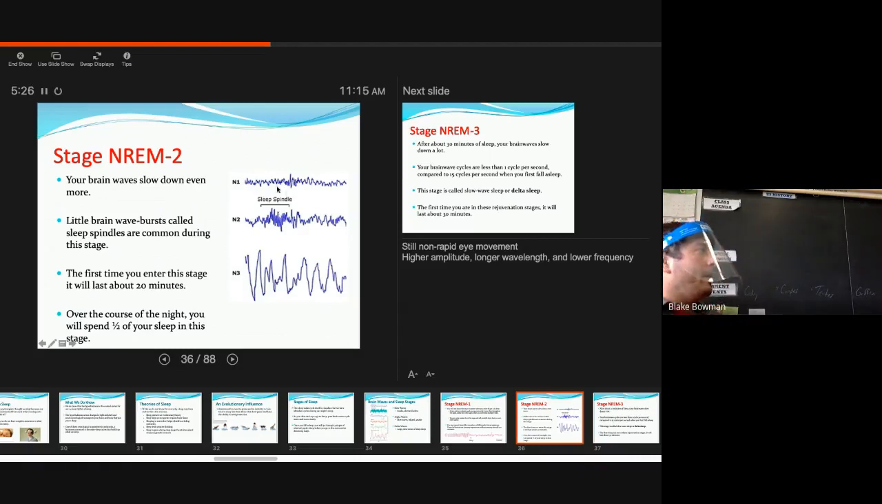Here is a comparison of NREM1, NREM2, and NREM3, and how the sleep spindles, the frequency, and the amplitude change through these stages.